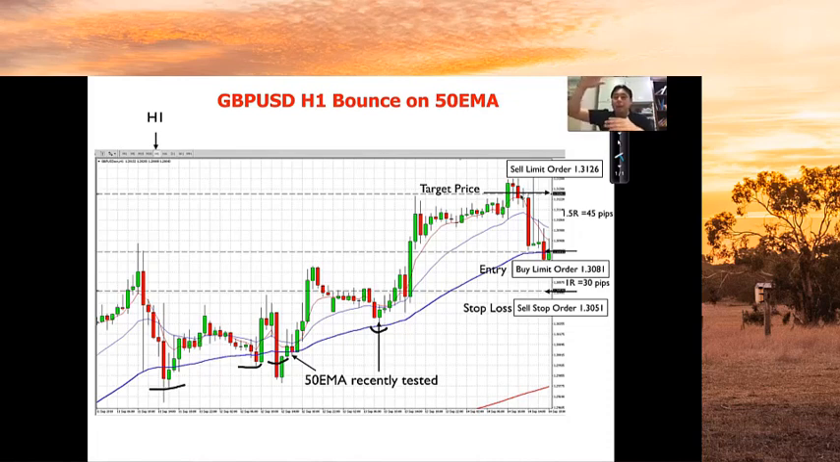So if my target price is 45 pips, my stop loss can be 30 pips, right? Because why? 30 to 45 is 1 to 1.5, right? So then I'll decide my stop loss would be 30 pips below my entry price, which is somewhere there. So my stop loss would be at 3051. 30 pips away, my profit target 45 pips away.